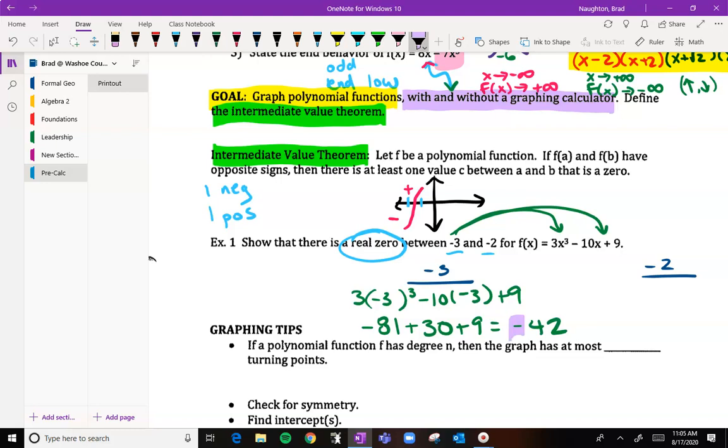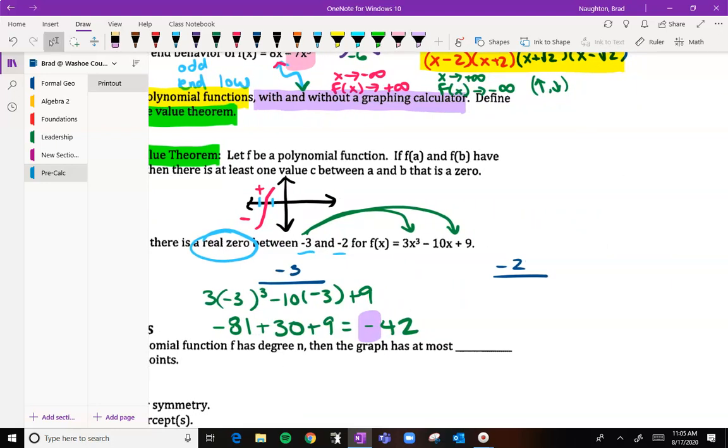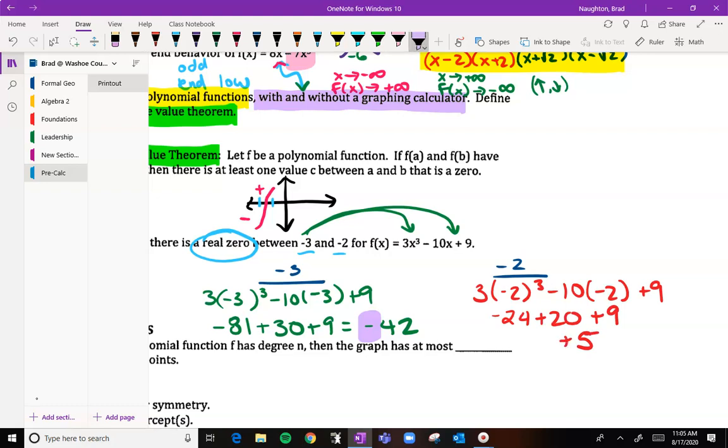Now, it doesn't matter what the number value is. It matters that that is a negative. So if it's going to have a 0, this -2 better give me a positive answer. If it is also negative, it did not cross. So let's give it a shot. So 3 times -2 cubed minus 10 times -2 plus 9. So this is going to be -24 plus 20 plus 9, which is a positive 5. And again, the kicker is not that it's a 5, but that it's a positive.